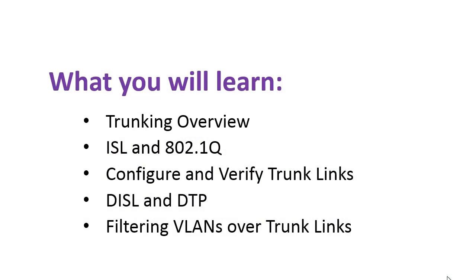We're going to go over a basic trunking overview to start, and then we'll talk about trunking protocols, ISL and 802.1q. And then we're going to configure and verify some trunk links, and then we're going to talk a little bit about DISL and DTP, and then finally we will not only talk about but also do this in the lab. We'll be filtering VLANs over the trunk links that we create.